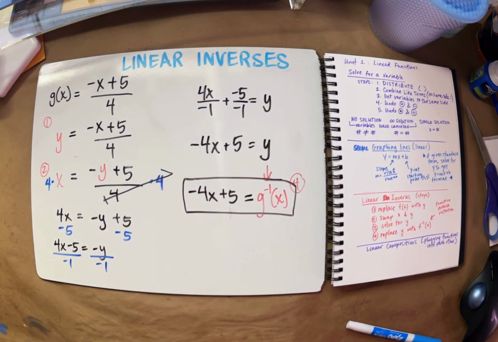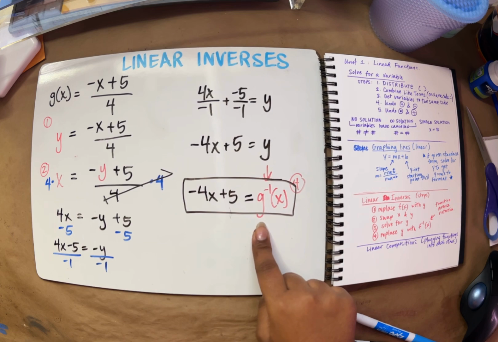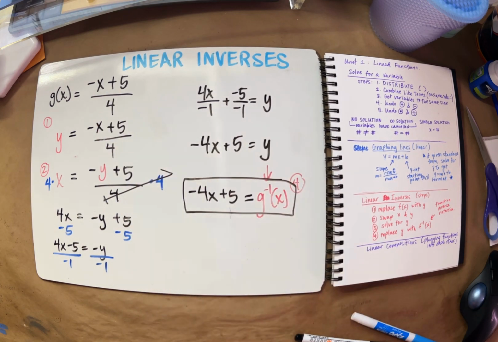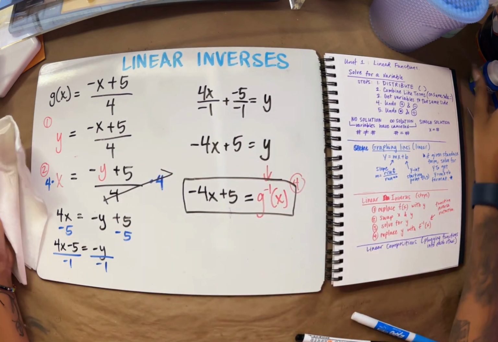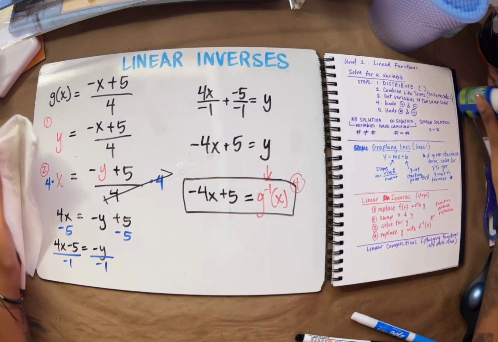This question is really just testing you on whether you can solve for a variable or not. It is a fancy way of doing that. And it gives us our inverse function to our original function. Let's go ahead and start the next one.